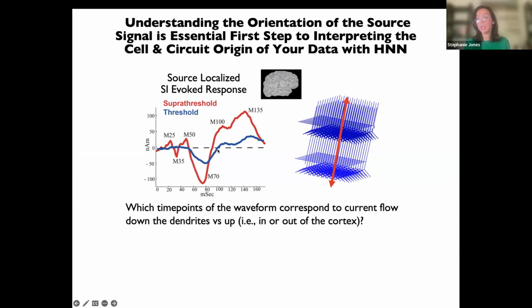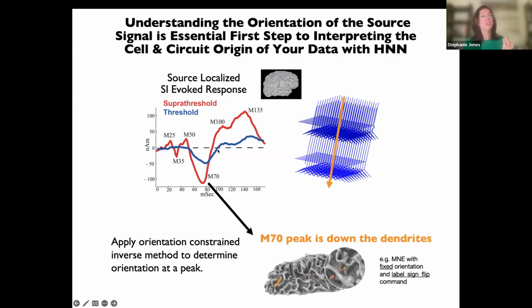And so to do that, you use your inverse methods. And you can apply an orientation constrained inverse method to determine the orientation at the peak, right? And here's an example where we used MNE with a fixed orientation. If you use a whole label, then you want to flip the sign of the current so that it's all going in the same direction. So now we know that this peak corresponds to current flow down the dendrites. That's a really important thing when you're trying to connect it to cell and circuit level activity through HNN. Is this up or down the dendrites?